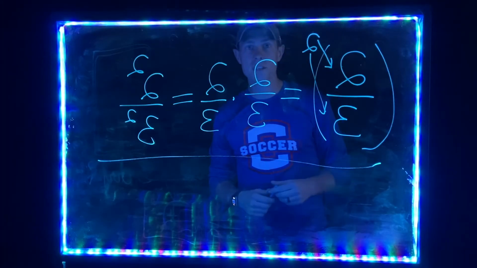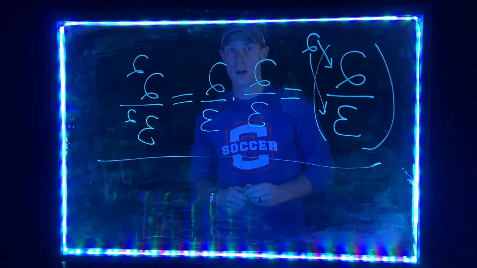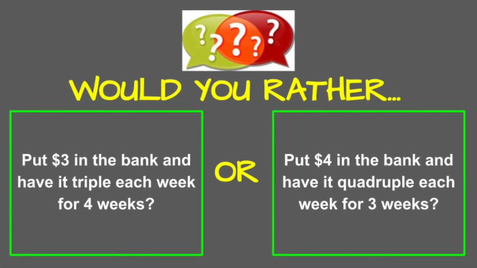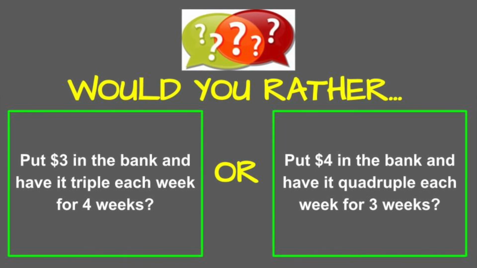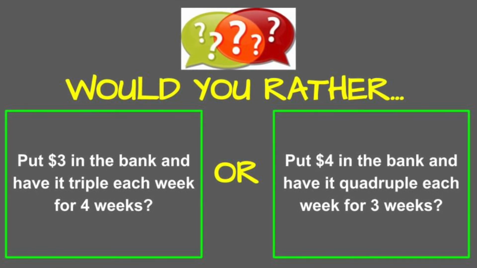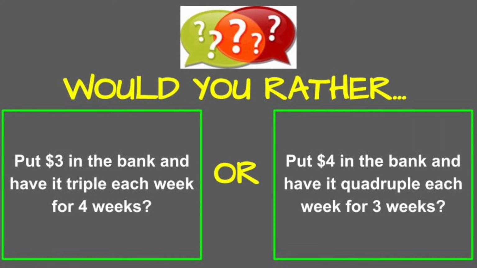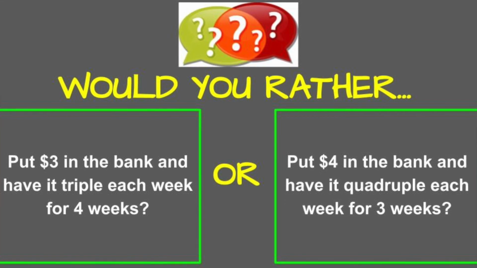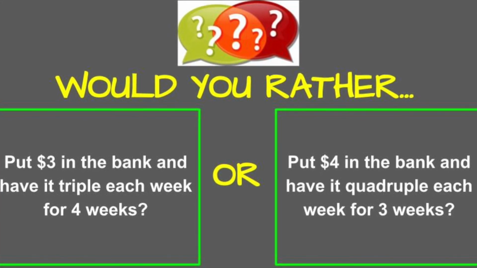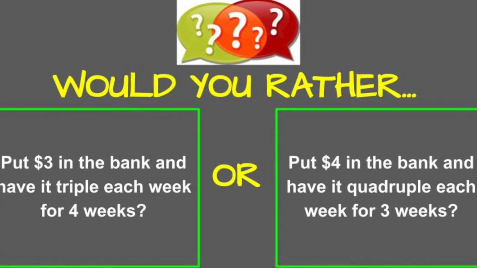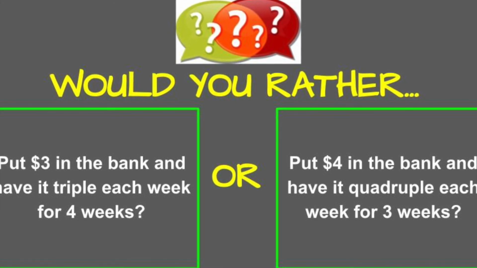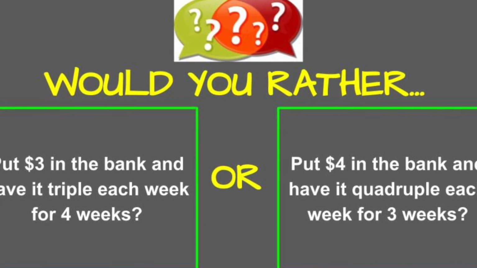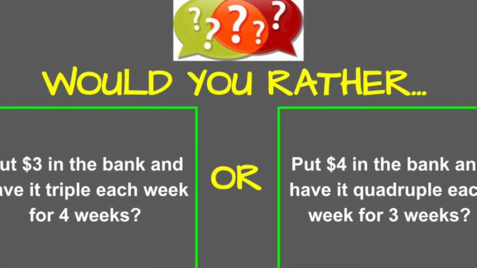Now, we're going to finish today off with a would you rather. The question is, would you rather have $3 tripled every day for 4 days, or would you rather have $4 quadrupled every day for 3 days? Which one would make you more money quicker, and which would you rather have? Let me know via email, via chat, Google Hangout this afternoon from 1 to 2, or another way. That's the challenge of the day.